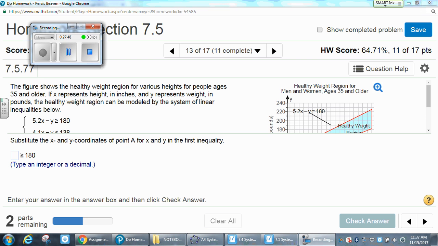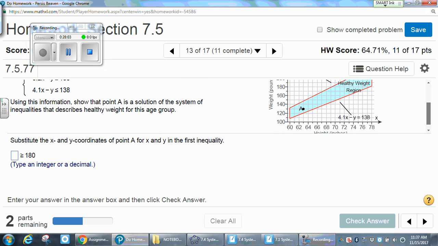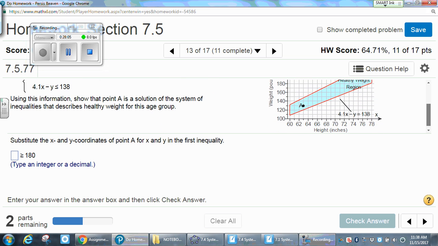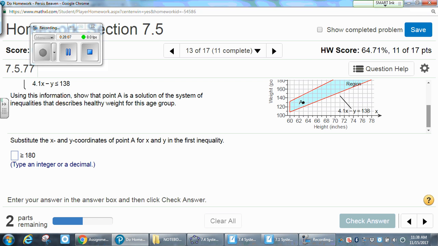The healthy weight region can be modeled by the system of linear inequalities below. So something considered unhealthy weight will be above or below, like something that is not in the region. That's what they're telling us. So we have the graph here, and you can see the independent variable is the height here in inches.